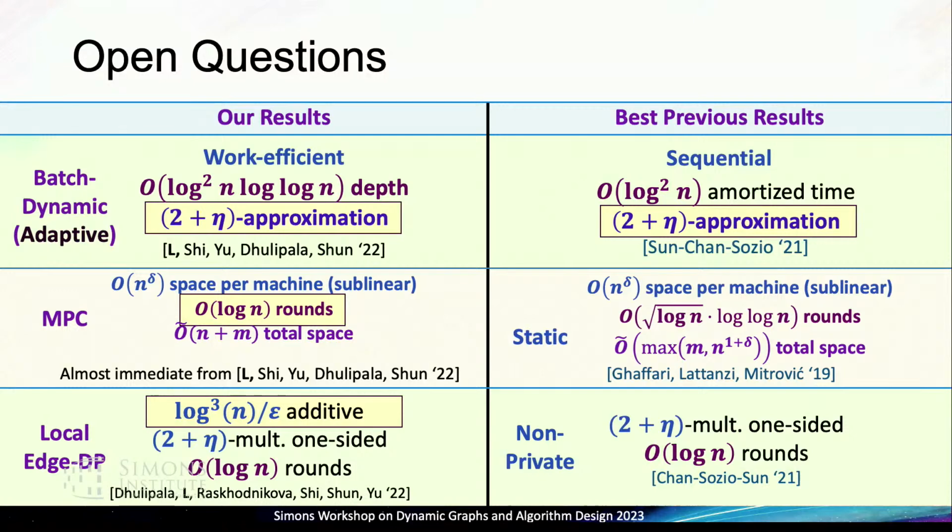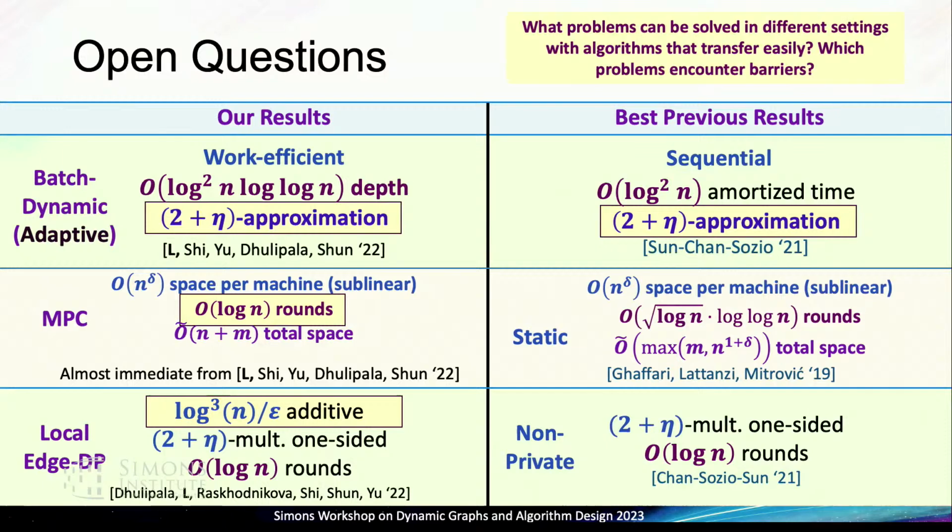The 2 plus eta, unfortunately, this paper gives a lower bound for log n rounds. So 2 plus eta, if you want log n rounds, probably needs to stay. And finally, for the larger question, we would like to see what other problems can be solved in different settings with algorithms that can transfer easily between the models, and which problems encounter barriers to this.